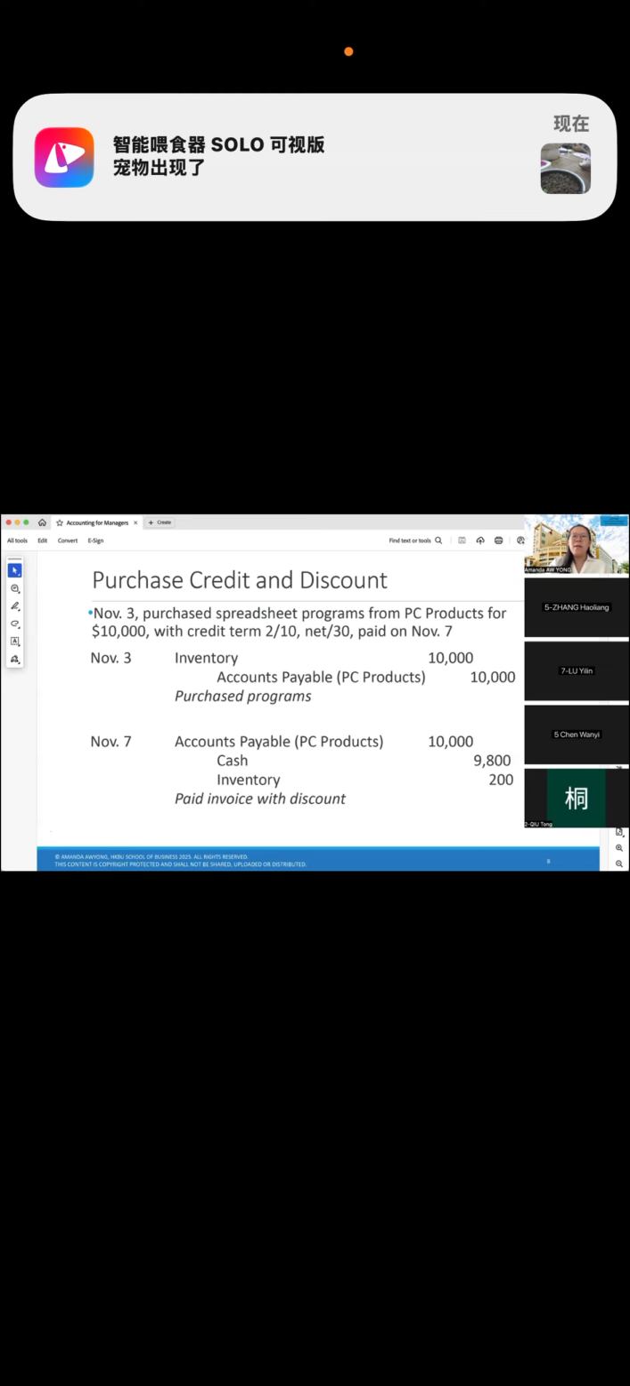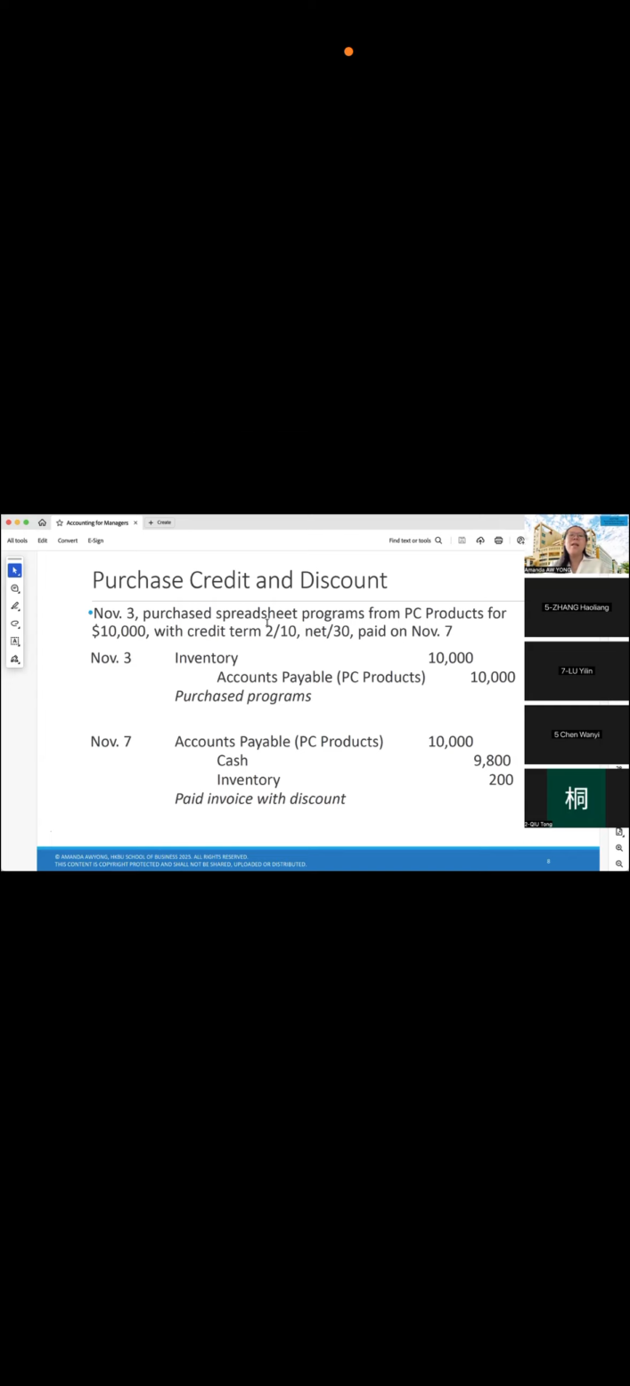On 3rd of November, the company purchased some spreadsheet programs from PC Products for $10,000, and it has a credit term 2/10, n/30, and it was paid on 7th of November, okay? To recap, the credit term 2/10 means if you pay within 10 days of receiving the invoice, you would enjoy a 2% discount, right? Otherwise, you have to pay the full amount within 30 days, and therefore it's n/30.